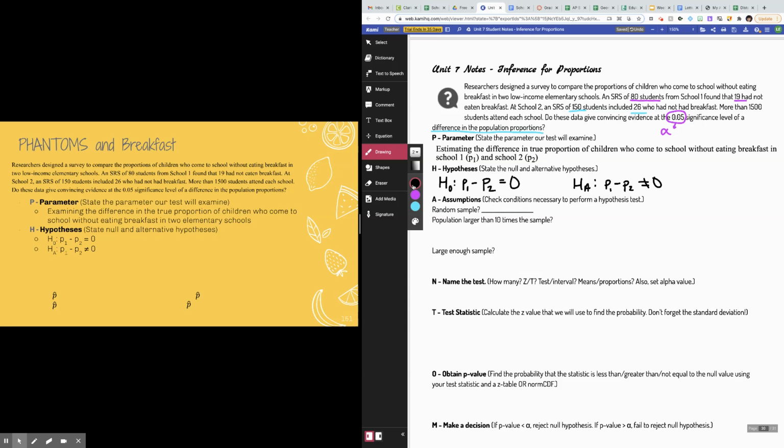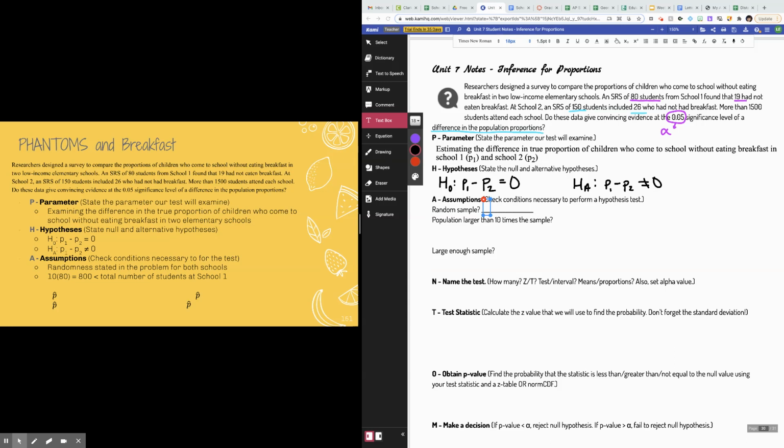All right, so next, assumptions. We first have to check for random sample, and they did say that we have a simple random sample in both of our schools. I'm trying to pull all of it forward for you here on the left-hand side. So we can just say we had a simple random sample stated for both schools.